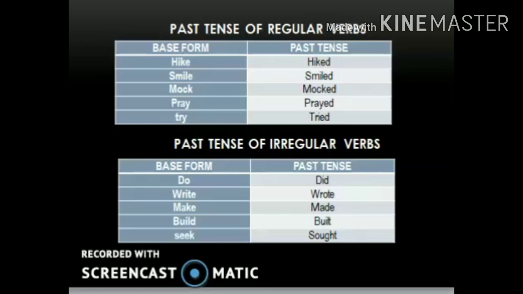The past tense of hike is hiked. D is added to hike. For smile, we add D, smiled. For mock, we have ed, mocked. For pray, we add ed, prayed. And for try, we change y to i and add ed. Can you now tell how the past tense of these verbs is formed? The past tense of regular verbs is formed by adding d or ed to the verb.